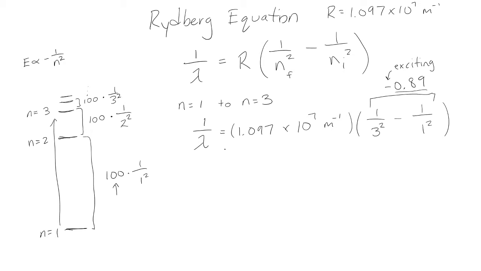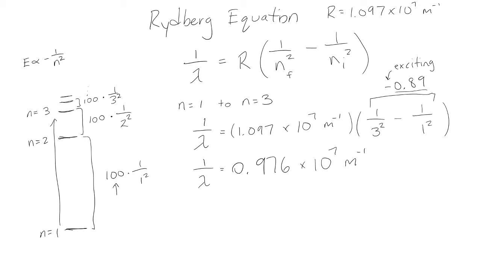The way we solve for wavelength is, if we take 1 over wavelength, let's combine these numbers. So we have 0.89 times 1.097. I'm going to quickly calculate that. So 1.097 times 0.89, and I get 0.976 times 10 to the 7th inverse meters.